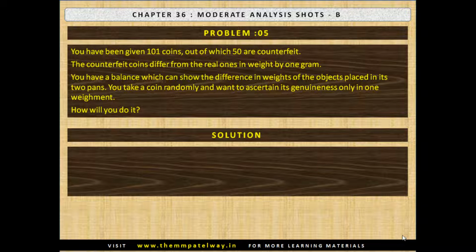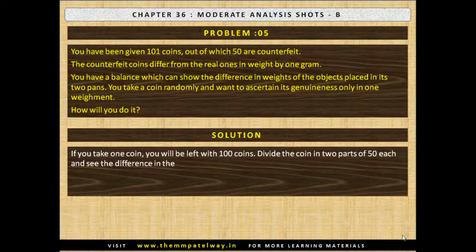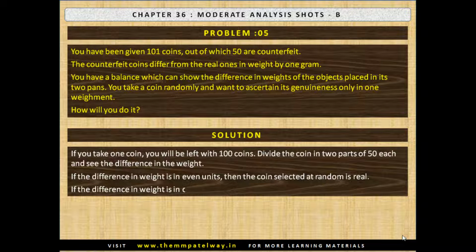The solution follows. If you take one coin, you will be left with 100 coins. Divide the coins in two parts of 50 each and see the difference in the weight. If the difference in weight is in even units, then the coin selected at random is real. And if the difference in weight is in odd units, then the coin selected at random is counterfeit. The solution of this problem is explained in concept part.